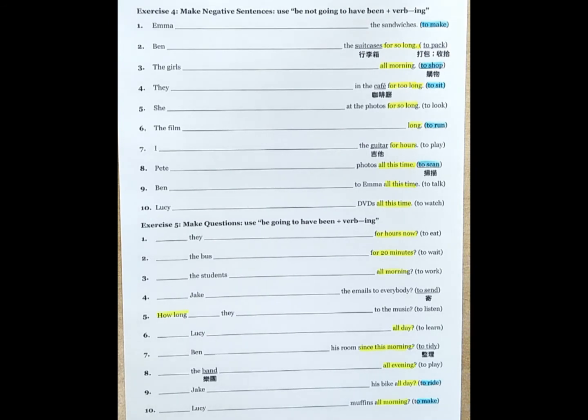Exercise 5. Make questions. Use be going to have been plus verb ing. 1. Are they going to have been eating for hours now? 2. Is the bus going to have been waiting for 20 minutes? 3. Are the students going to have been working all morning?